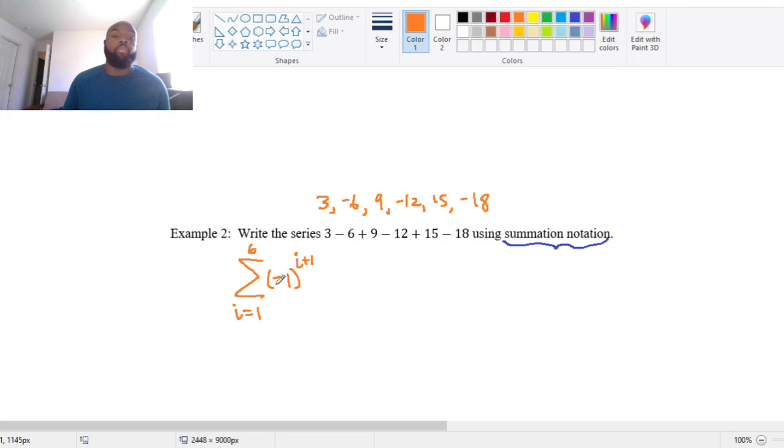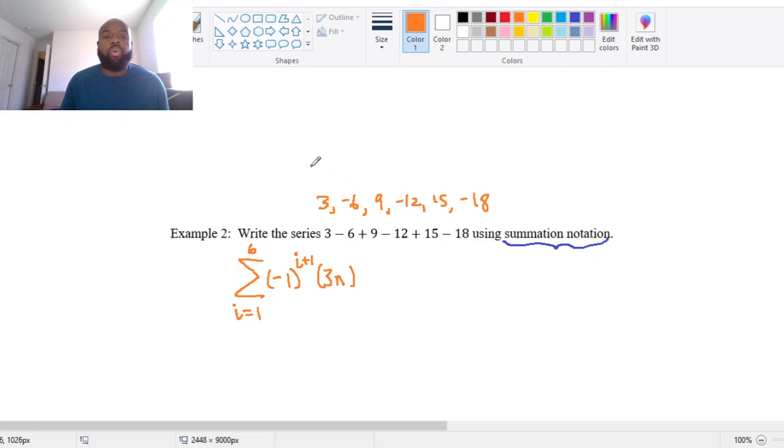And when I raise a negative 1 to an even power, it's going to be a positive. And then the next one would be negative, and so on and so forth. So I get negative 1 to the i plus 1. Now, notice here I have 3, 6, 9, 12, 15, 18. It's like we're counting by threes, right? And so this is basically a 3 times n.